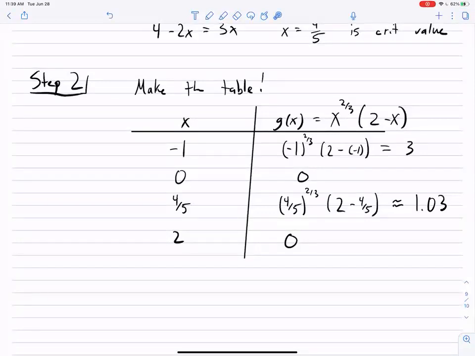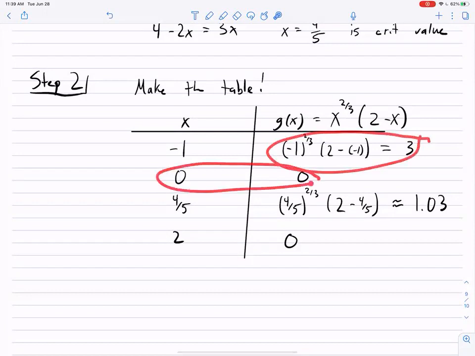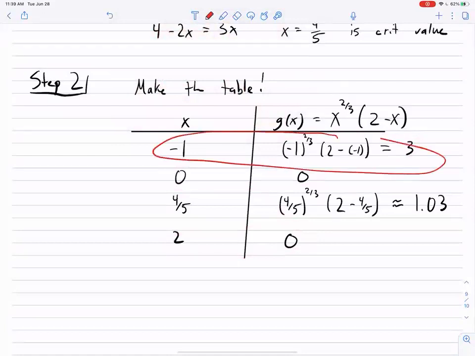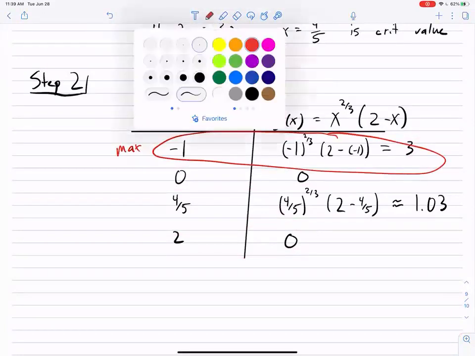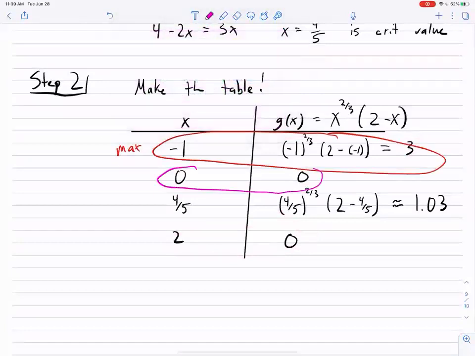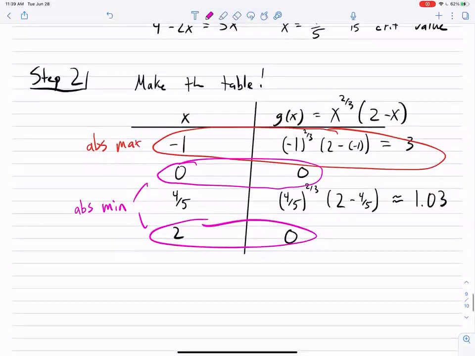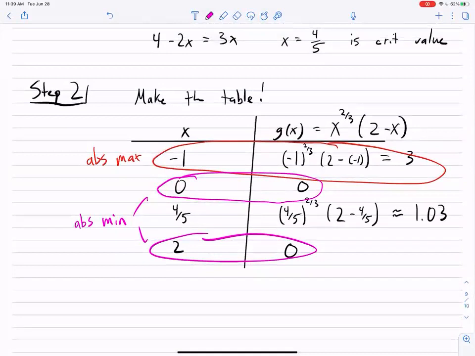And so it appears that this is our absolute max, and these guys are going to be our absolute mins. So here's our max, and then the two guys at 0 are both our absolute min. You can have multiple absolute mins. So absolute max and absolute min. This critical value at 4/5 didn't actually end up being an absolute max or min, and the endpoints were both important. So that's it. That should be able to get you through the homework. All right. Take care.